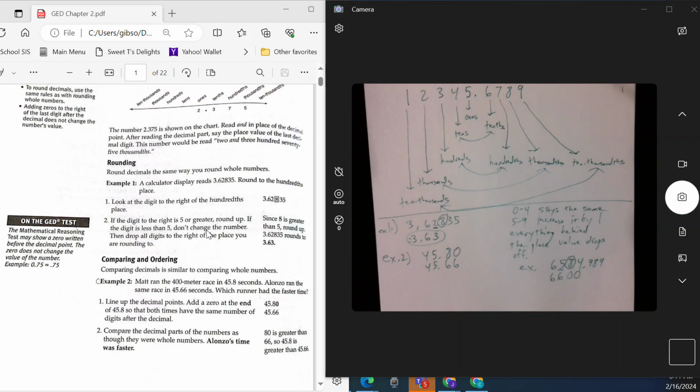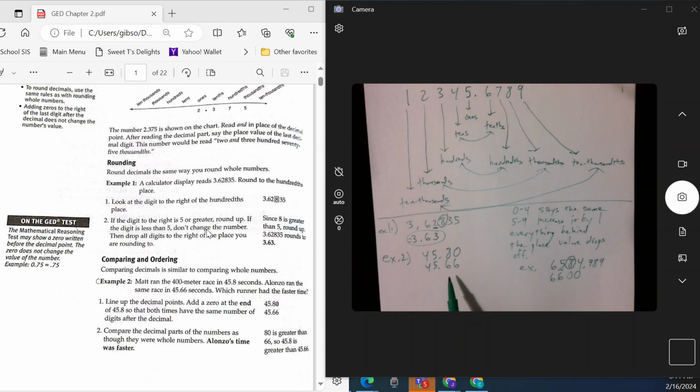Okay, so we look here. These tens are the same at 4, so there's no difference. The ones place are the same at 5. There's no difference. But here, if you notice, this first value is an 8 in the tenths place, and this value is a 6. There's a difference. So we know 45.80 is larger than 45.66.